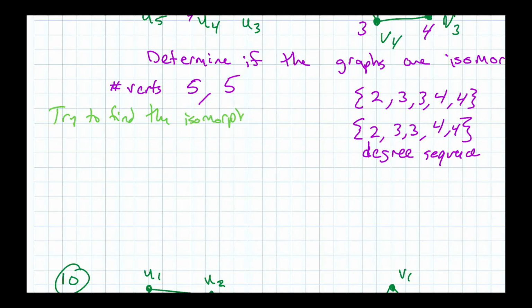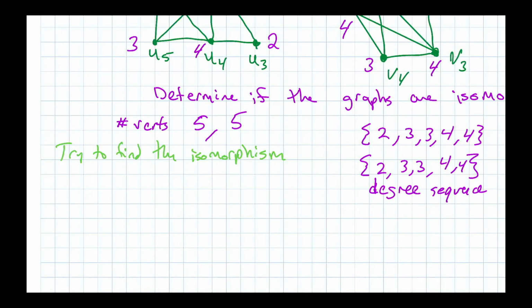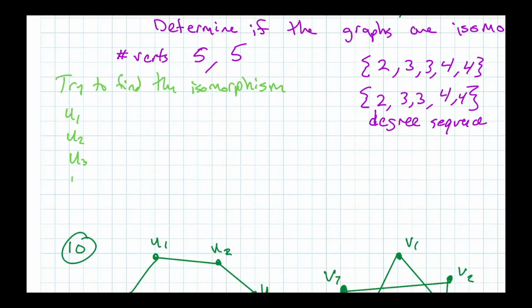Now the problem doesn't say to do that, okay? But the only way to know for sure that it's isomorphic is if you can do this, okay? So what we want to do is map the vertices from one to the other. So the vertices on the first graph are called U1, U2, U3, U4, U5, okay? And then what we want to do is map them to vertices on the second graph.